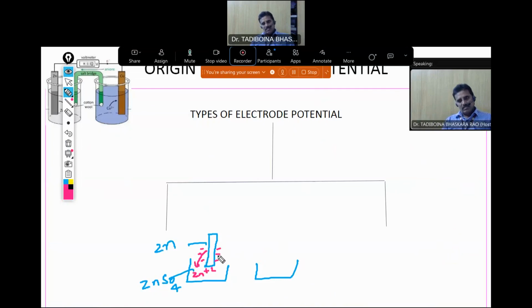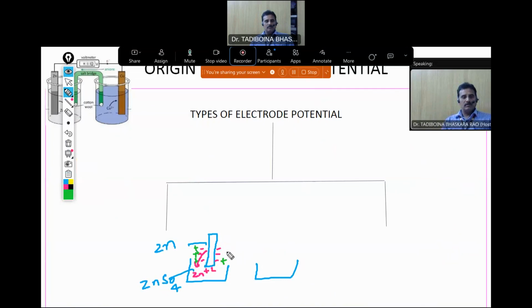Thus this electrode gets the negative charge, where the zinc ions are coming into the electrolyte and electrons are left over on the electrode surface only. So the electrode gets the negative charge. Due to the negative charge, what will it do? It will attract the opposite charged ions. Zinc plus 2 ions are the opposite charged ions, those are positive charged ions. So it will attract the positive charged ions and they will be present surrounding the electrode.